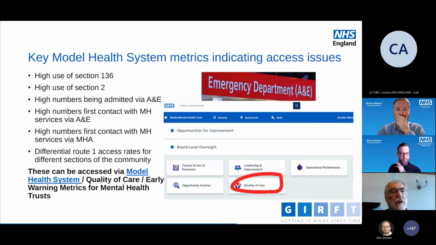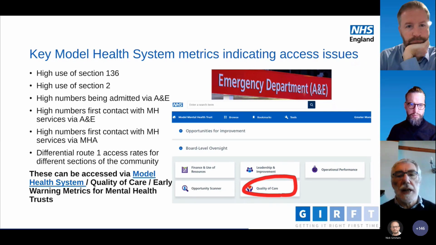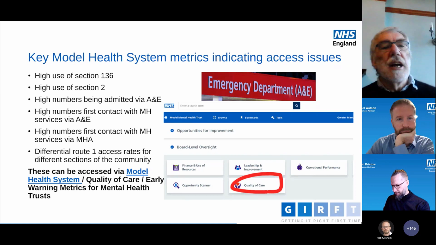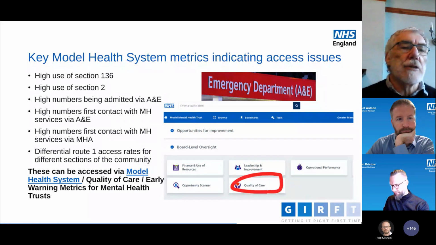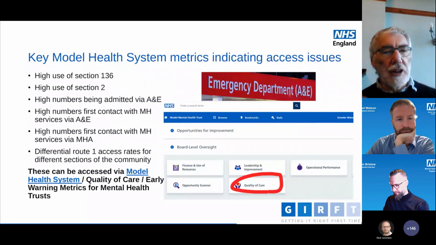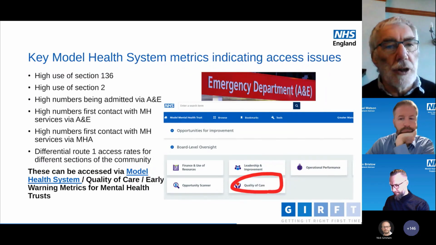High use of section 136. This indicates that the police are having to bring people to mental health services' attention where they are concerned about them. That indicates that people are not being able to come in through the front door and get proper advice and support. All sorts of reasons for that, which if I was doing a GIRF deep dive, I would talk through in detail with you, but it's a high-level sentinel metric. These are sentinel metrics. They indicate there are things below this that need further looking into.